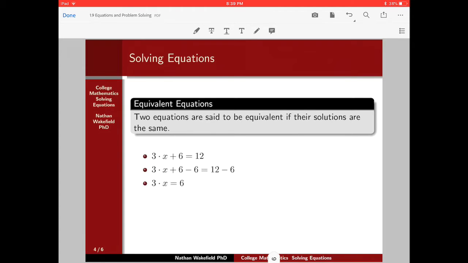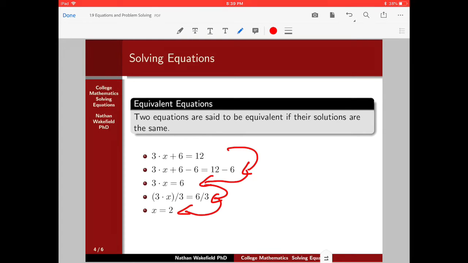Again, these are all equivalent equations. In other words, the first equation is equivalent to the second, which is equivalent to the third. From here, I could divide both sides by 3. That leaves me with 3 times x over 3 equals 6 divided by 3. If I simplify that, I'm left with x equals 2. Remember, the central idea is that every single one of these equations is equivalent.